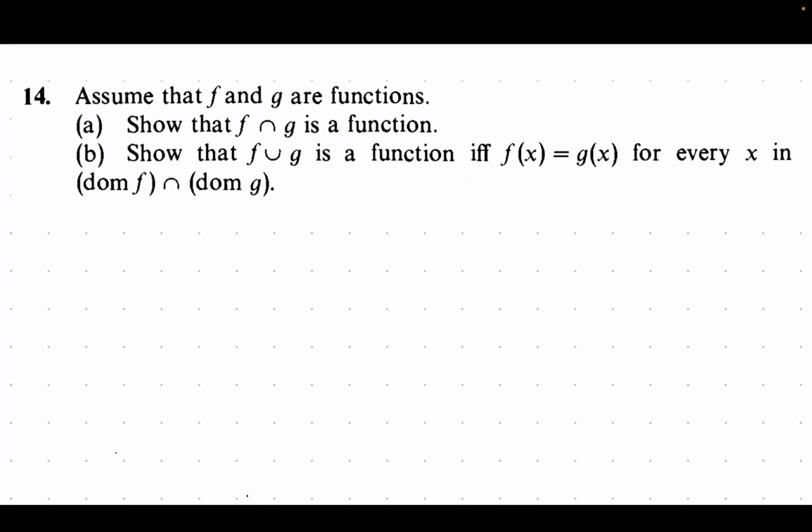Chapter 3, Exercise 14. Assume that f and g are functions. Part A, show that f intersect g is a function. Part B, show that f union g is a function if and only if f of x is equal to g of x for every x in the domain of f intersect the domain of g.